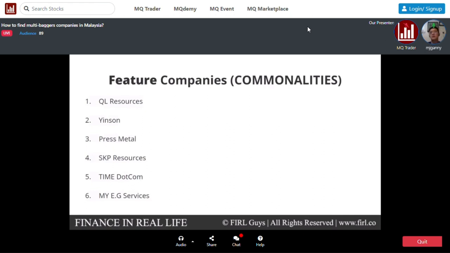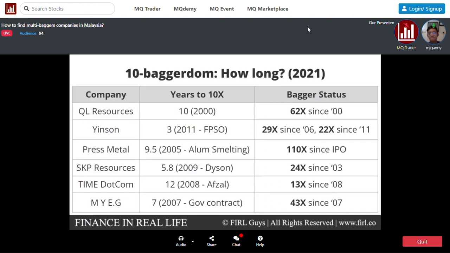And I think the same can be said for investments. So what we want to do is look at the facts, and not the opinions, the experience of other people, biases and all that. We just want to say, okay, which are all these successful companies, and why have they been successful over the past, call it 10, 15, 20 years? The six companies are QL Resources, Yinson, which is in oil and gas, Press Metal, SKP Resources, Time.com, and MyEG. Some of you may know all of these. I'm quite sure everyone here knows at least one of them. So these are the companies we're going to feature.